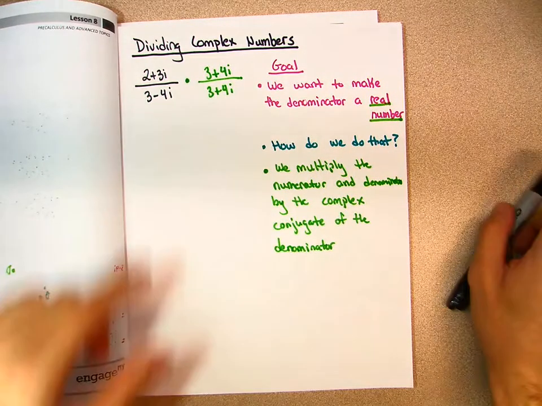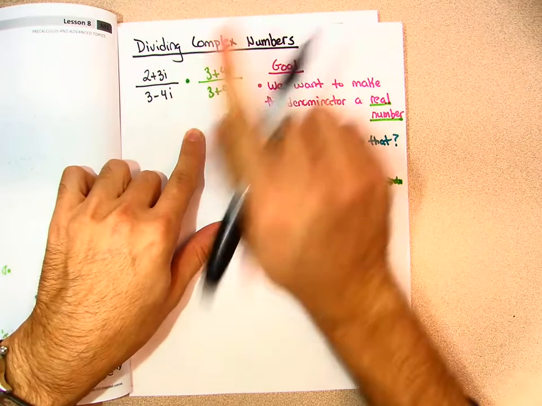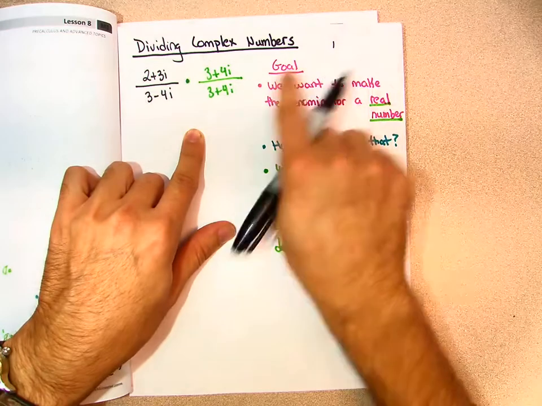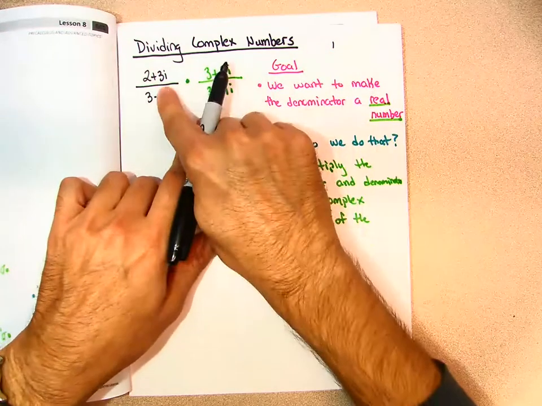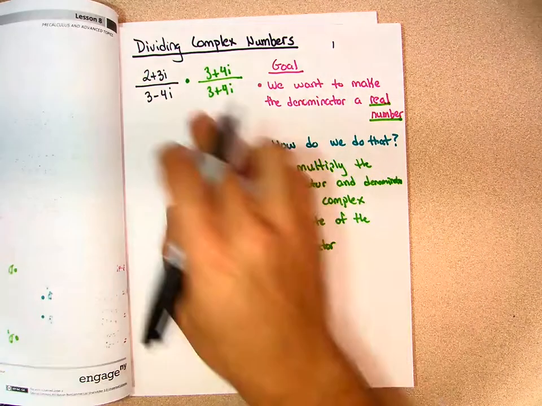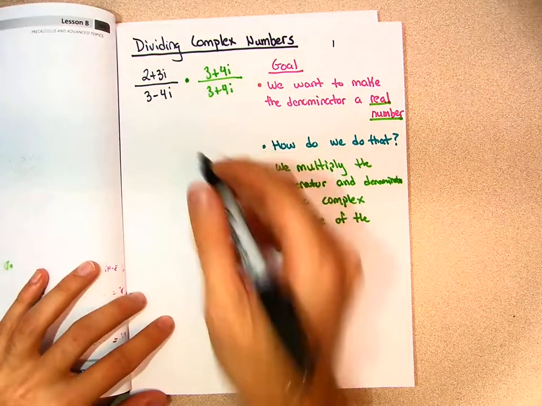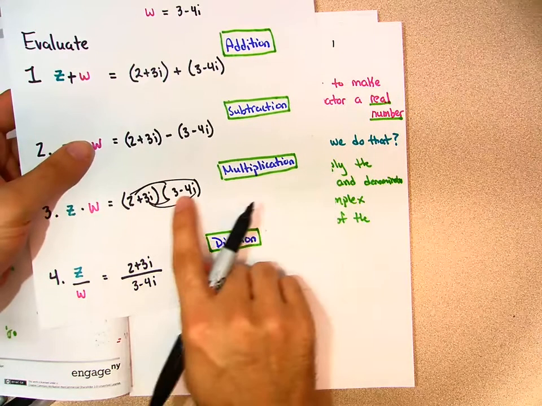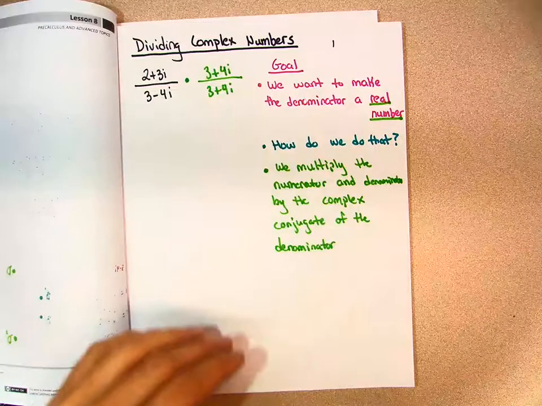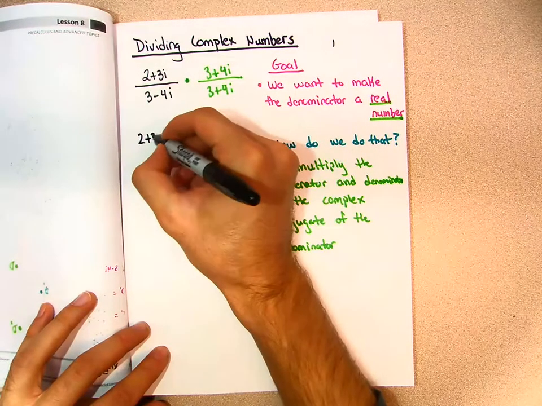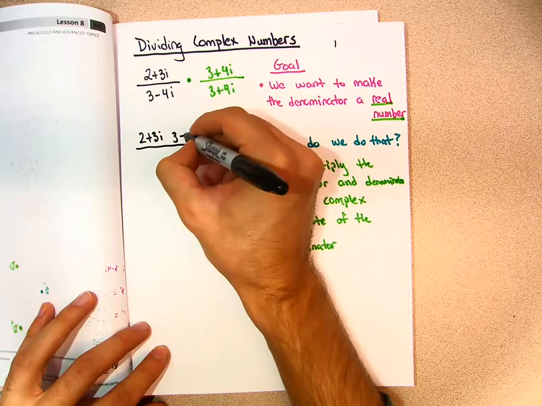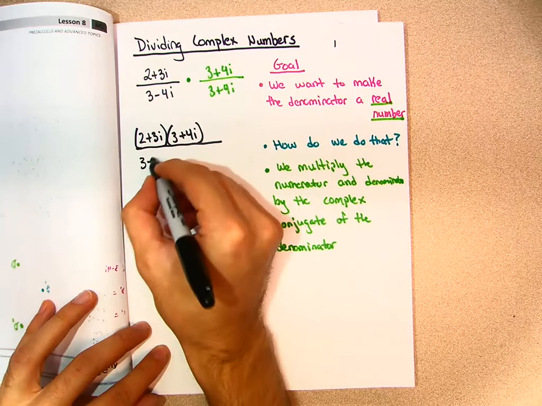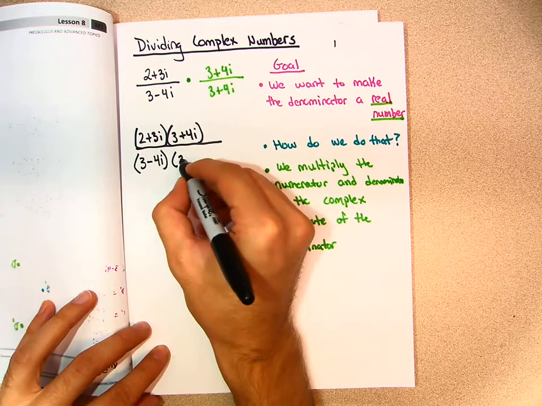Now remember, are we changing the value of this? No, because remember, what's 3 plus 4i divided by 3 plus 4i? It's 1. So we're just multiplying 1 times this to change the way it looks. So how would you continue forward? Well, this is just the same as multiplication of the complex number. We're going to FOIL them. What does this become? This becomes 2 plus 3i times 3 plus 4i, and that goes on top, right? And then what goes on the bottom? It's going to be 3 minus 4i times 3 plus 4i.